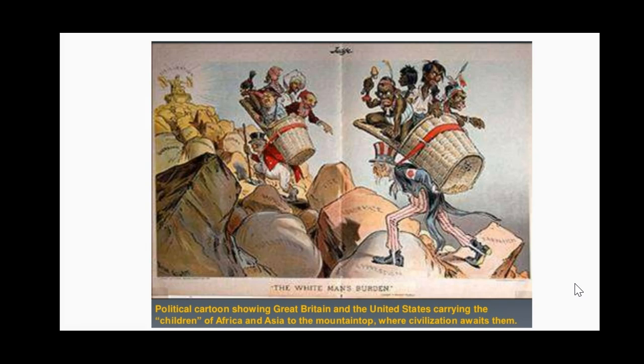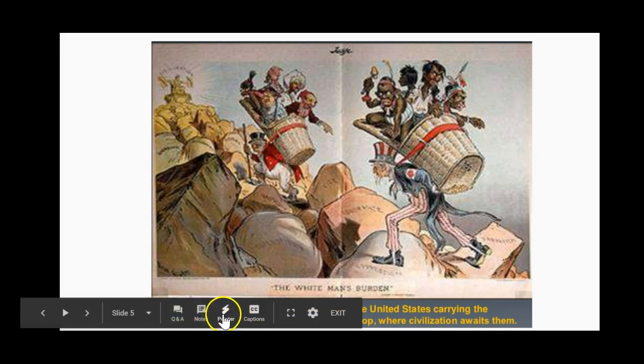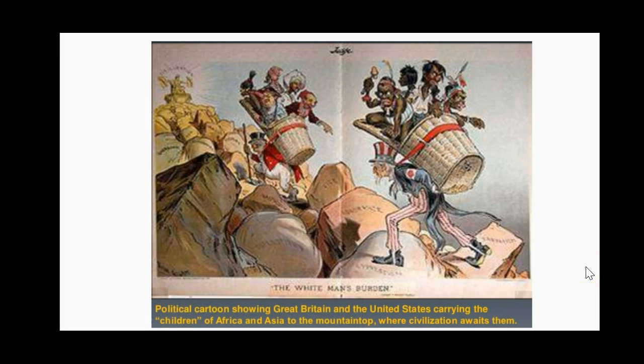The bottom of this reads that the political cartoon is showing Great Britain and the United States carrying the children of Africa and Asia to the mountaintop where civilization awaits them. You see that the caption puts the word children in quotation marks, and that is trying to demonstrate the idea that the Europeans and the Americans were more knowledgeable and powerful, that the Africans didn't know anything, as children don't know as much as adults do.